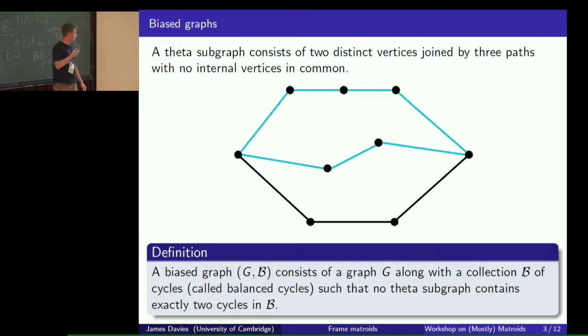Okay, so we've got a collection of balanced cycles. Whenever we look at a cycle, it's either going to be in the collection of balanced cycles or unbalanced. So this one could be balanced, for instance, in which case I'll try and always make it green. Or if it's not balanced, then I'll try and always make it purple. Okay, so bias graphs are basically just graphs with a set of balanced cycles.